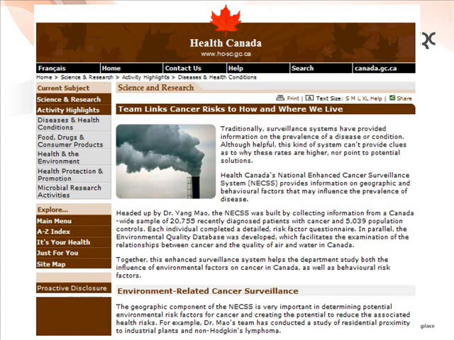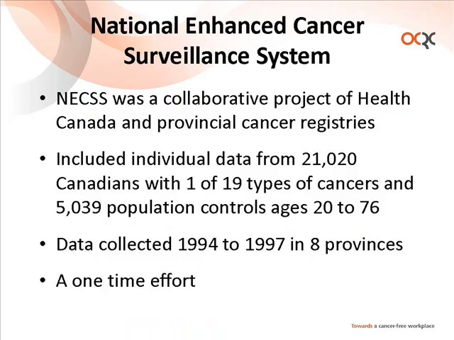What they actually did was send out over a 3-year period. I'm sorry for the small size of this. It was a collaborative project of Health Canada and provincial cancer registries from 8 different provinces. Over a 3-year period, they sent questionnaires and got information back from 21,000 cancer cases and a range of different cancers. So some of the common cancers, and then they took only a sample of.